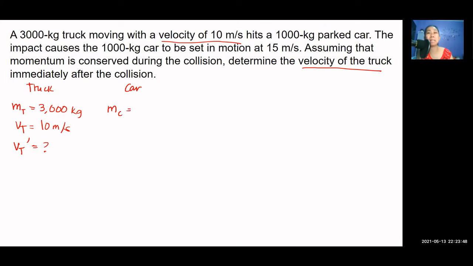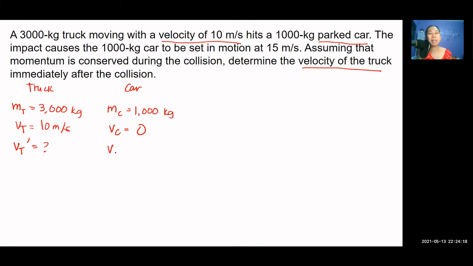Okay, so ibig sabihin nito, this is the mass of the car. So, ang mass of the car natin is 1,000 kilograms. And then, yung ating initial velocity ng car, okay, before collision. Ano ba yung velocity ng car before na collision? Ang sabi kasi dyan, nung na-hit nung truck yung car, the car was initially at rest. Kasi sabi dyan, park car. Okay, so naka-park siya, ibig sabihin 0 ang kanyang initial velocity, naka-stop.